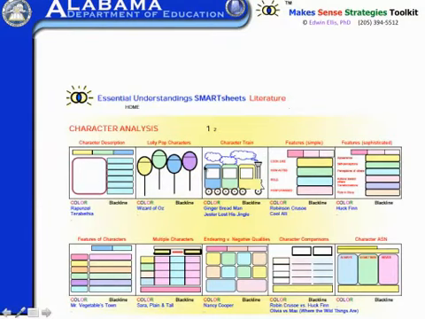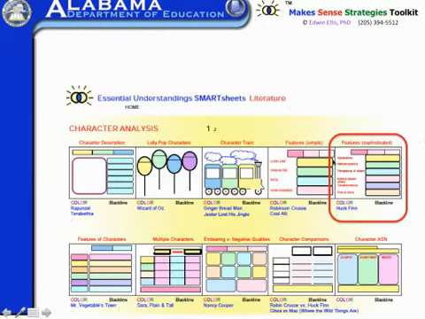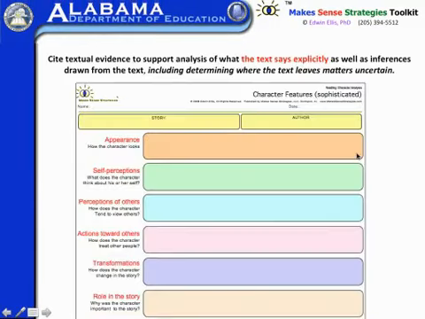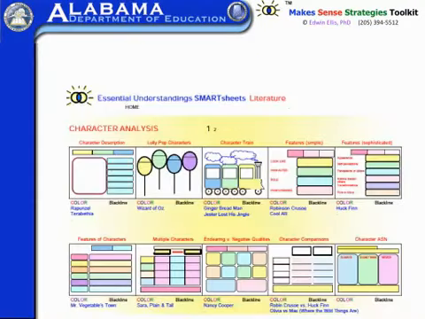Now, one thing you'll notice right away is a lot of these are for little kids because this is K-12 material. However, as we move down and into other pages of this, they get more sophisticated. So for an example, if I click on this one, which are the character features, then you have these prompts like appearance, how the character looks, self-perception, what the character thinks about himself or herself, perceptions of others, and so forth. And so this is one of the smart sheets that I would use that focuses on what the text says explicitly. And here's an example of it in terms of Huck Finn.